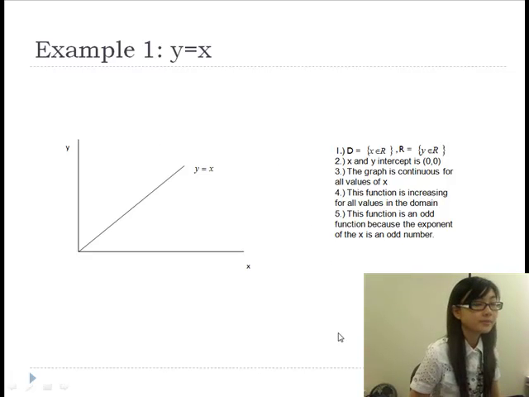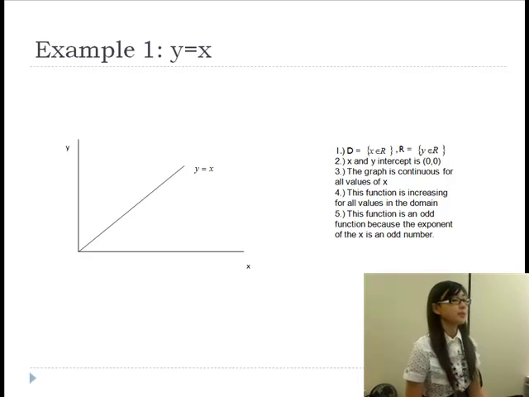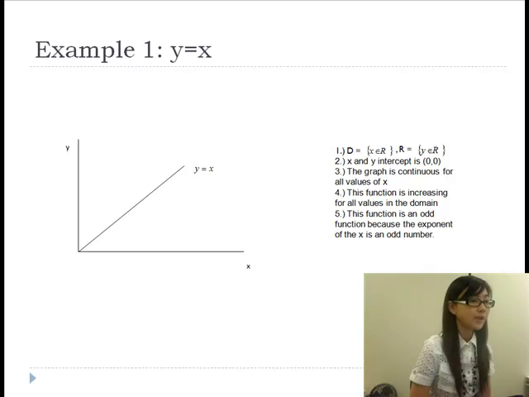Let's look at the domain first. Well, the domain is x belongs to all real numbers, and that's because for any x that you can give me, I will be able to find a valid y corresponding to that x. And it goes the same for range, so for any y that you give me, I will be able to find a corresponding valid x. So the range is y belongs to all real numbers.